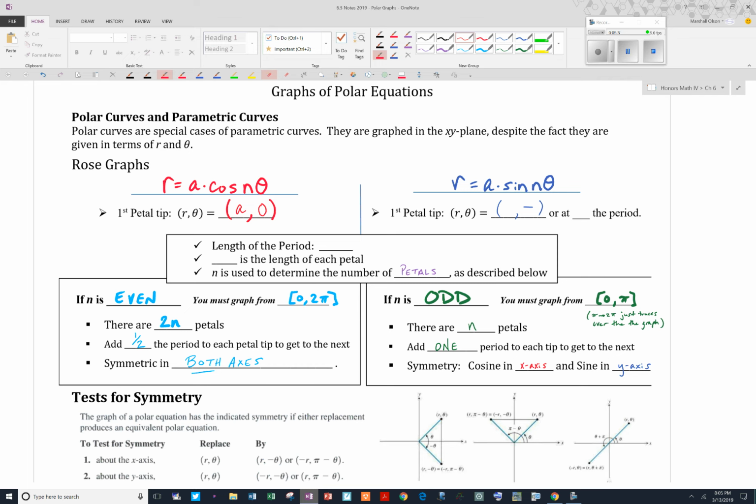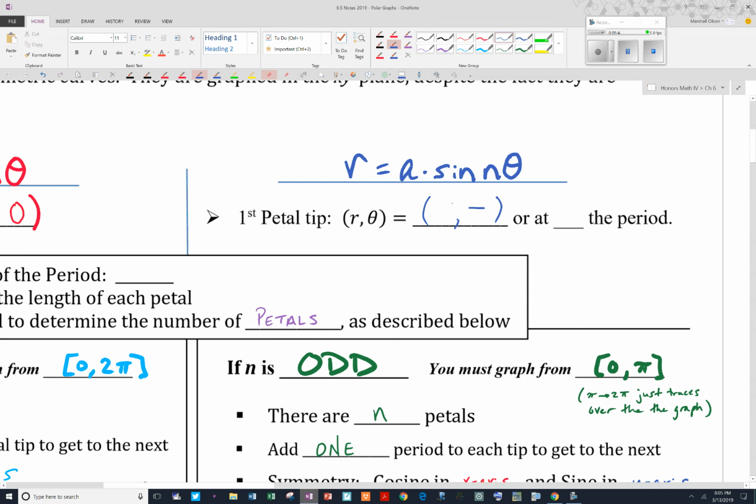for the cosine graph. The sine graph, on the other hand, the first petal tip will actually be at exactly 1/4 of the period, and we'll talk about what the period is in a second, of the graph. 1/4 of the period is what that first petal tip will have its angle be at. The A value will still tell you how far it is away from the pole. So this is, remember, r comma theta. R is how far it is from the pole. Theta is the angle of the terminal side that it's on.